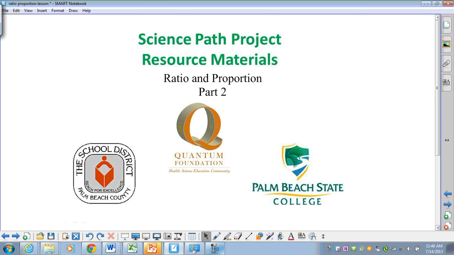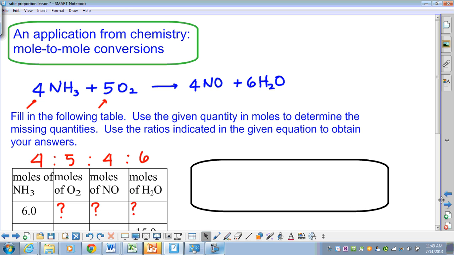This is a continuation of our lesson on ratio and proportion. Here we'll go over one more example on applications of ratio and proportion from chemistry. Let's take a look. So once again, we're given a chemical equation, and this one has already been balanced.